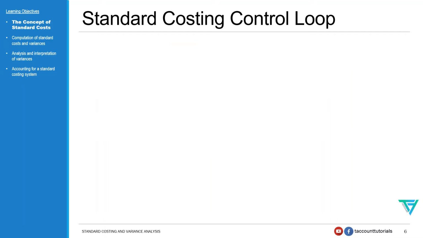All right, so let's now proceed to the standard costing control loop. So the standard costing control loop is actually the process by which management addresses and controls the costs, right? So this is a systematic five-step process which provides a framework or a backbone for management to follow, right? So first step here is to establish the standard or to define what actually are the standards.